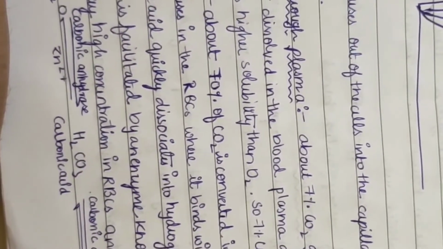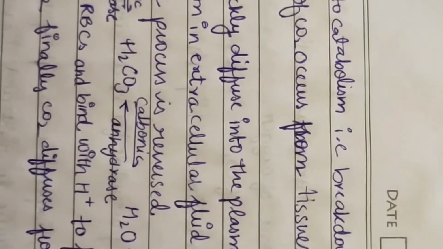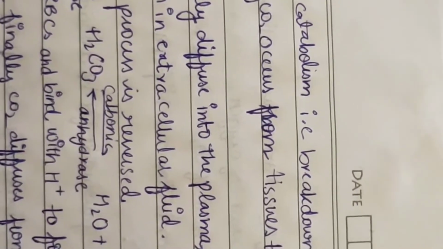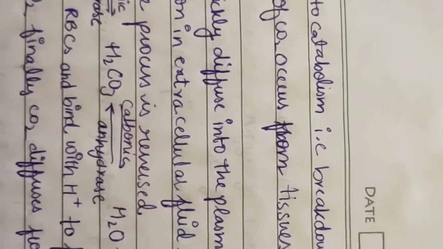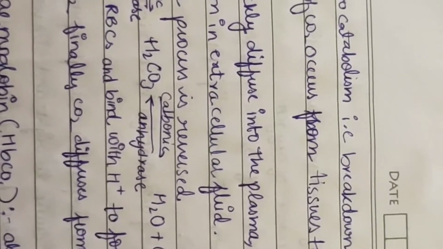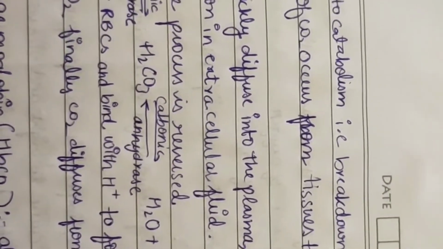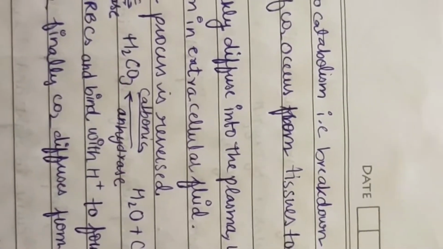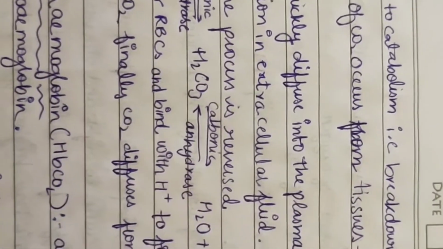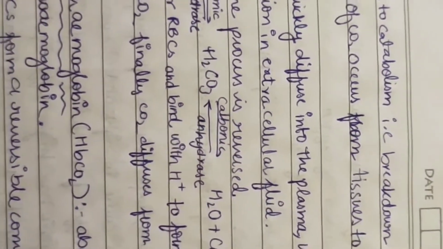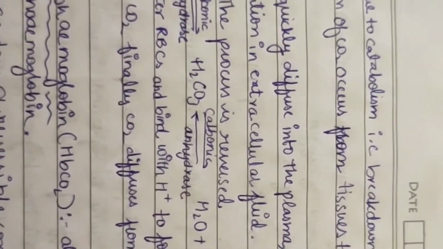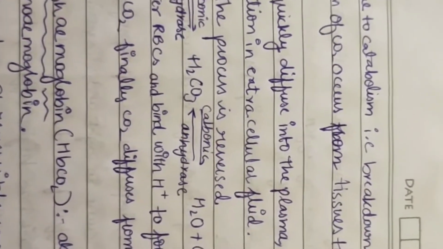PCO2 is higher in tissue due to catabolism, that is breakdown of glucose into H2O, CO2 and energy. So diffusion of CO2 occurs from tissues to blood, and HCO3 ions and H plus ions are formed. HCO3 ions formed in RBC quickly diffuse into plasma where they are carried to the lungs. Sodium is the chief cation in extracellular fluid. At the alveolar site in the lungs, the process is reversed. Here you can see, bicarbonate ions re-enter RBC to bind with H plus to form carbonic acid, which quickly splits into H2O and CO2. Finally, CO2 diffuses from the blood to the lungs, where the partial pressure of CO2 is low.